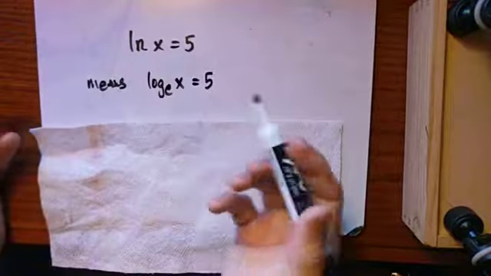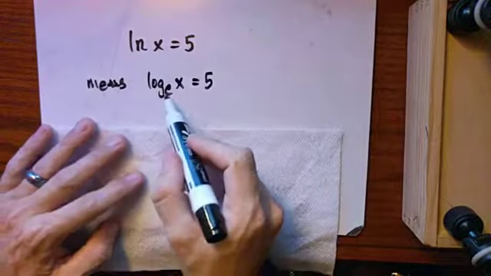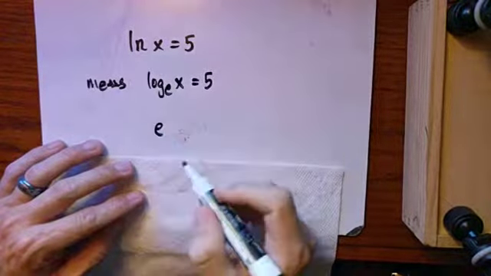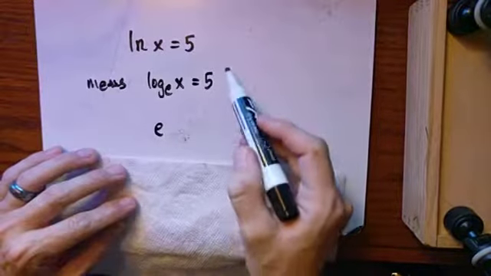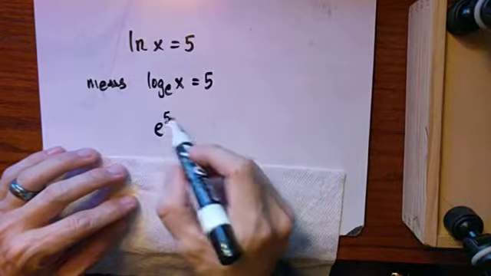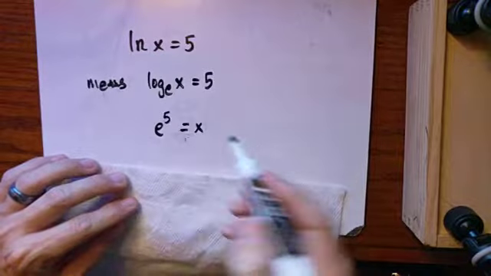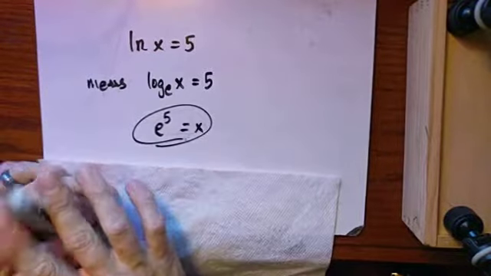So where's the base in this equation? The base is e. What's the exponent in this equation? The exponent is 5, and the argument is x. So the answer for x is e to the 5th power.